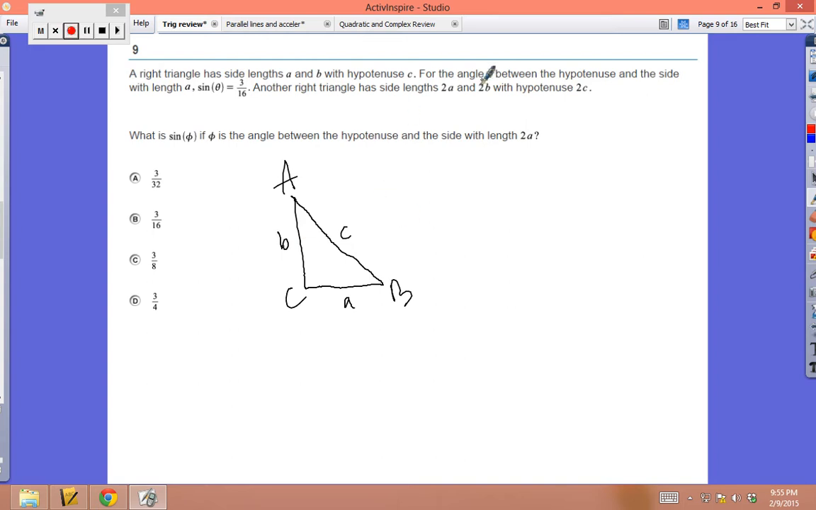Okay, theta is sandwiched between the hypotenuse and the side A. So, here's theta right here. And the sine of theta is 3/16. So the sine is opposite. That means B is 3 and C is 16.